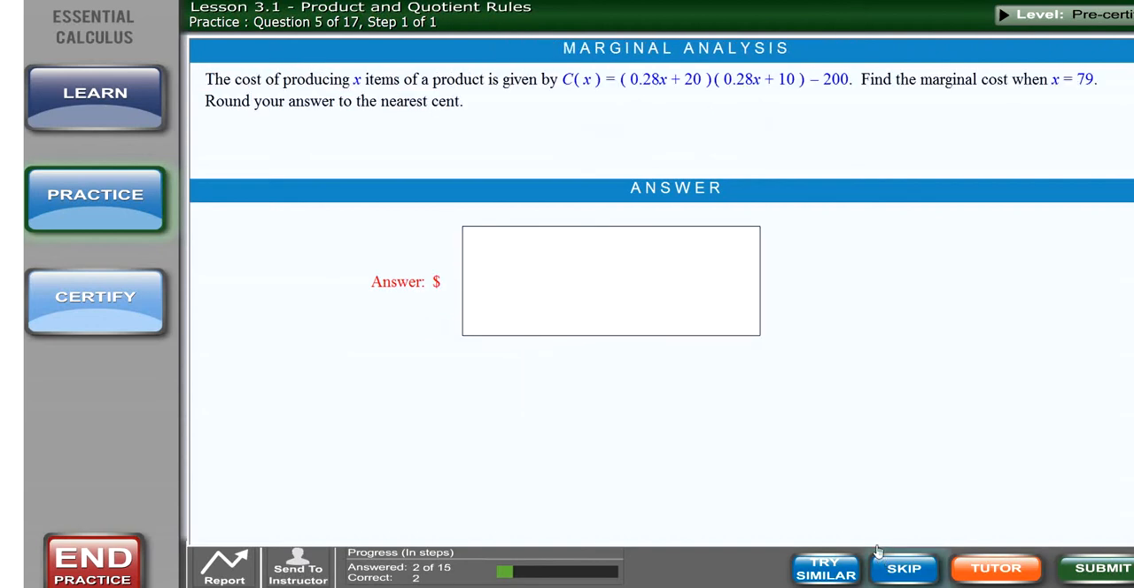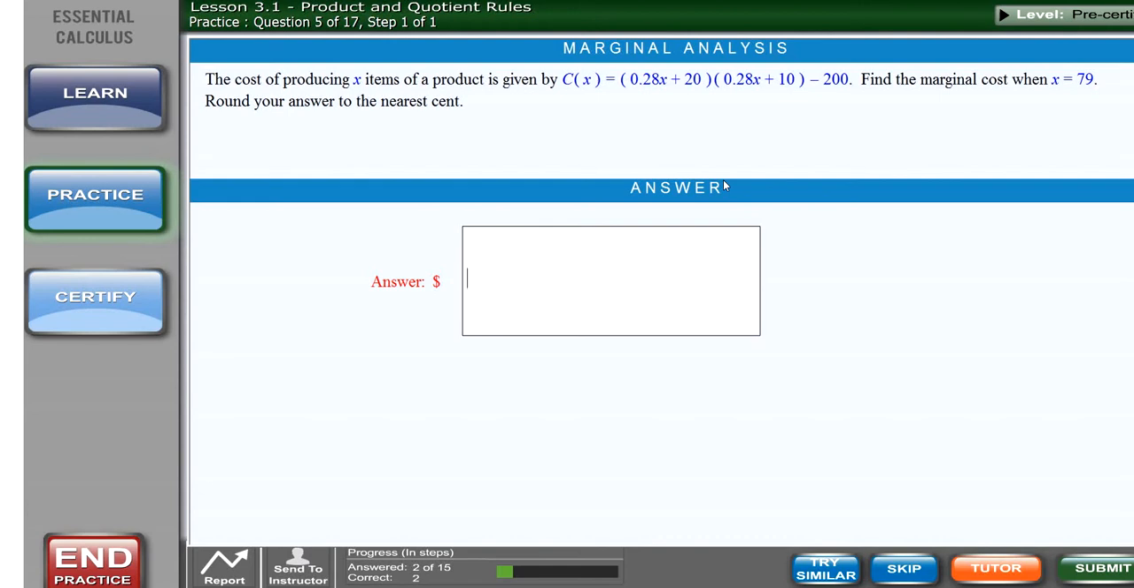Let's see. Here's a case where you have a word problem. Notice they have something with x in parentheses times something with x in parentheses, so that's going to indicate the product rule again. And then ultimately all you're going to do is plug in an x value at the end and round to the nearest cent. So the cost of producing x items of a product is given by that function. Find the marginal cost when x is 79, round to 2 pennies basically. So we can go ahead and do that one, and then we'll look at some quotient rule problems.